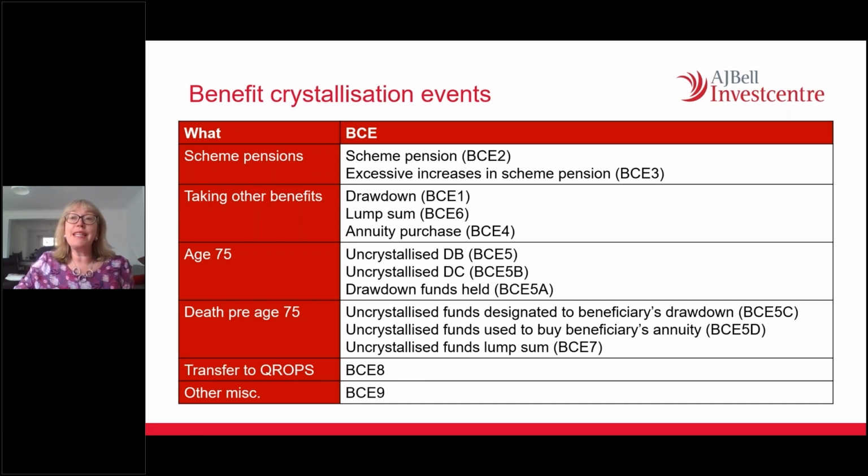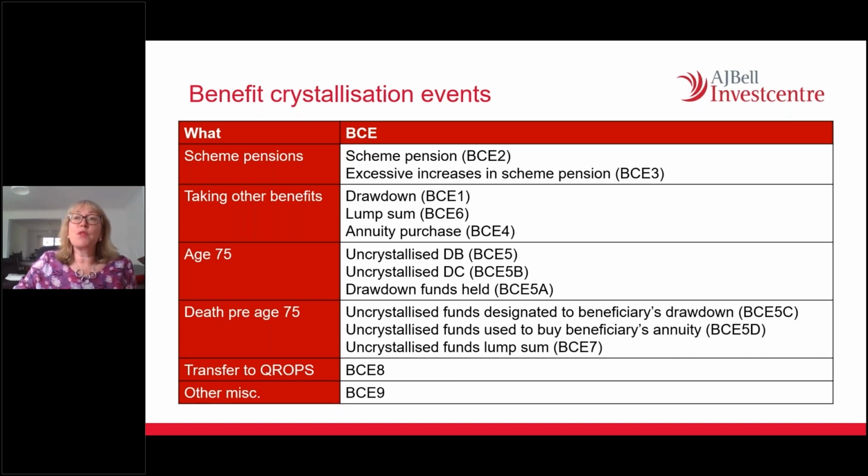A benefit crystallisation event is when the amount of money is tested against the lifetime allowance. There are 13 benefit crystallisation events in all. Unfortunately, they're not numbered 1 to 13. That would be far too simple and straightforward. And instead, new benefit crystallisation events have been shoehorned in when they have appeared. So, for example, under number 5, there are 6 different types of benefit crystallisation events. Now, I've listed these here very succinctly, but just to run through them. For scheme pensions, there are 2 benefit crystallisation events for when you're taking the pension, but when you're buying the scheme pension, and also if you have excessive increases in the scheme pension.